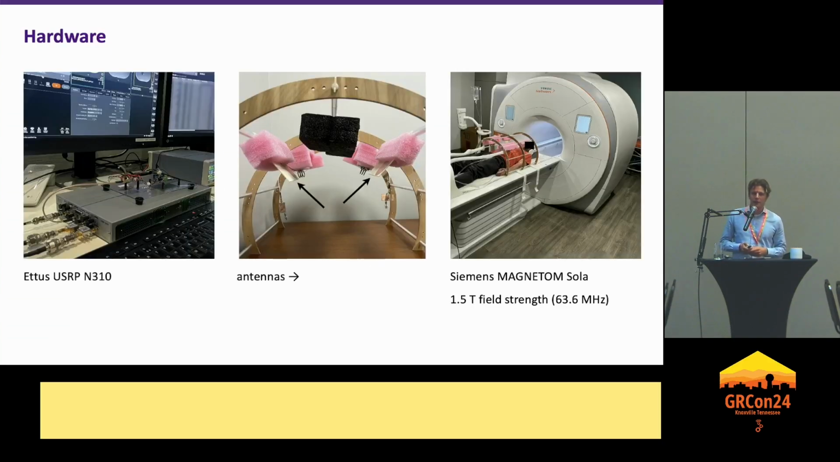Here's our hardware. We use an Ettus SDR and a Siemens clinical MRI scanner. In the middle, you see the scaffold that we use to mount our antennas. And I guess you can appreciate that we are very close to the subject. That means we operate in the near field of the antennas. That has some implications when it comes to how you calculate the Doppler shift, things like that.